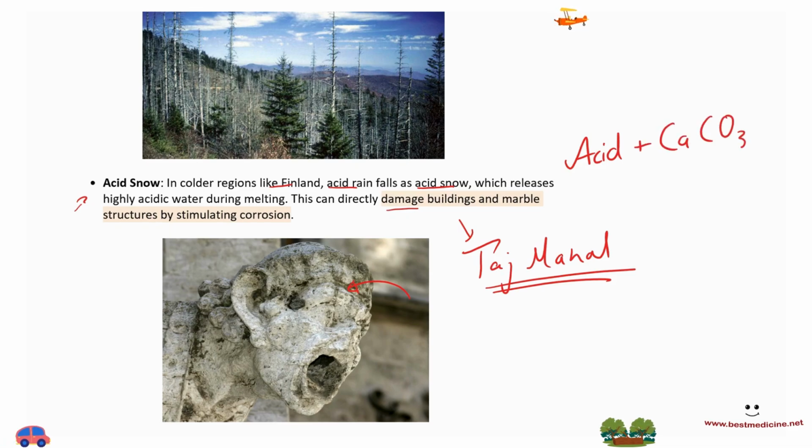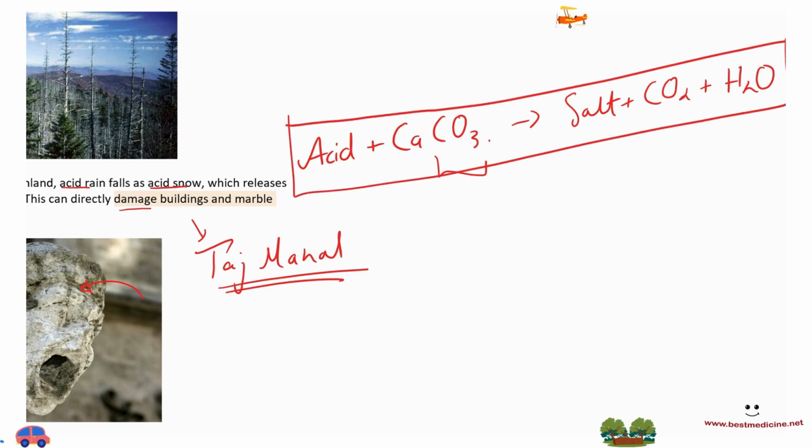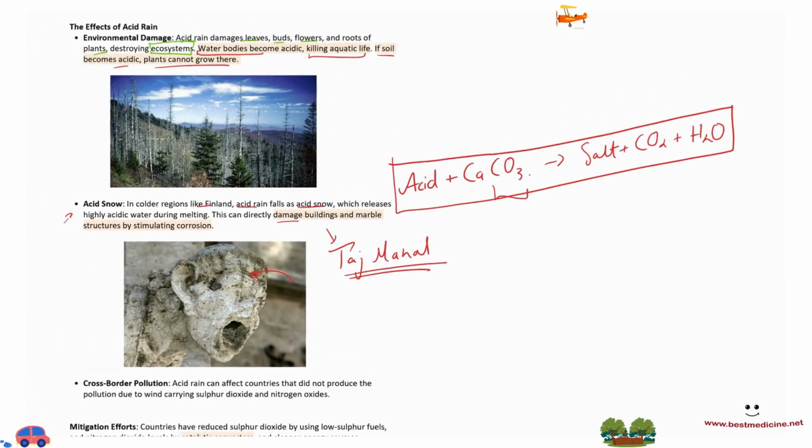Acids plus carbonates gives what? Acids plus any carbonate gives salt plus carbon dioxide plus water. That's the general equation for a reaction of acids plus metal carbonates. That is part of the chemical changes chapter in AQA GCSE chemistry.